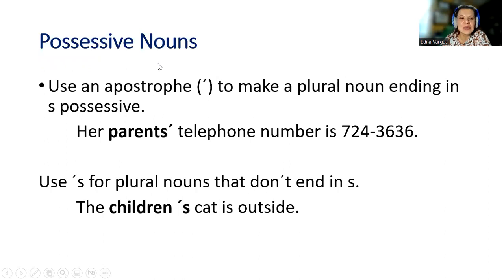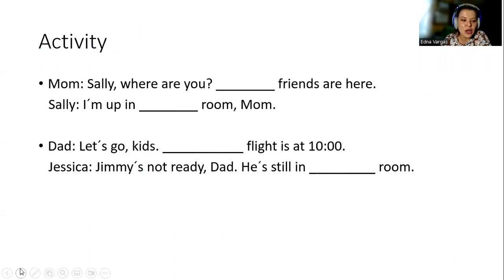We have more examples like her parents, because it's a plural word ending in S, and we just need to add the apostrophe. Use an apostrophe to make plural noun endings possessive. Her parents' telephone number is 724-3636. And we also use apostrophe S for plural nouns that don't end in S, like the children's cat is outside. Okay, so you have a lot of work to do at home.